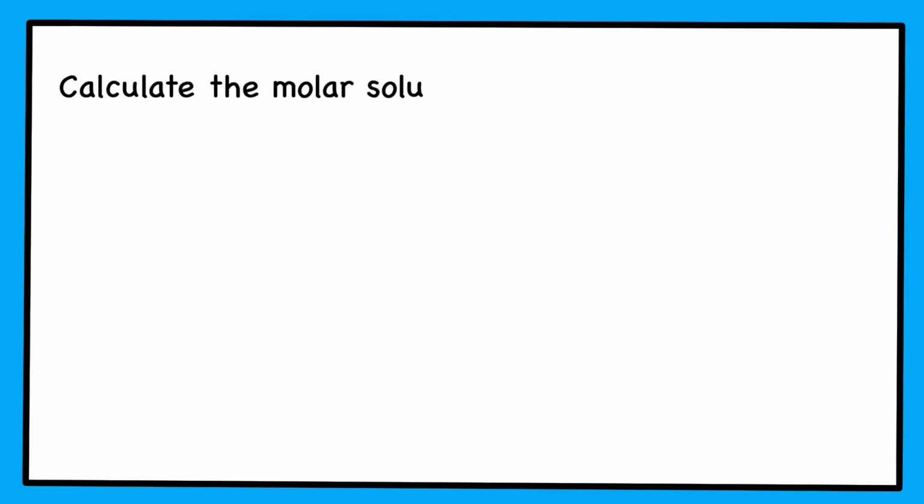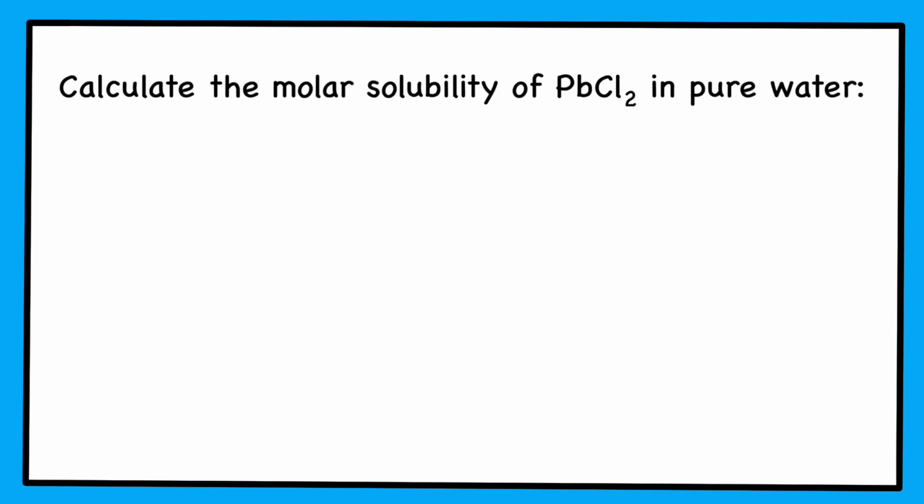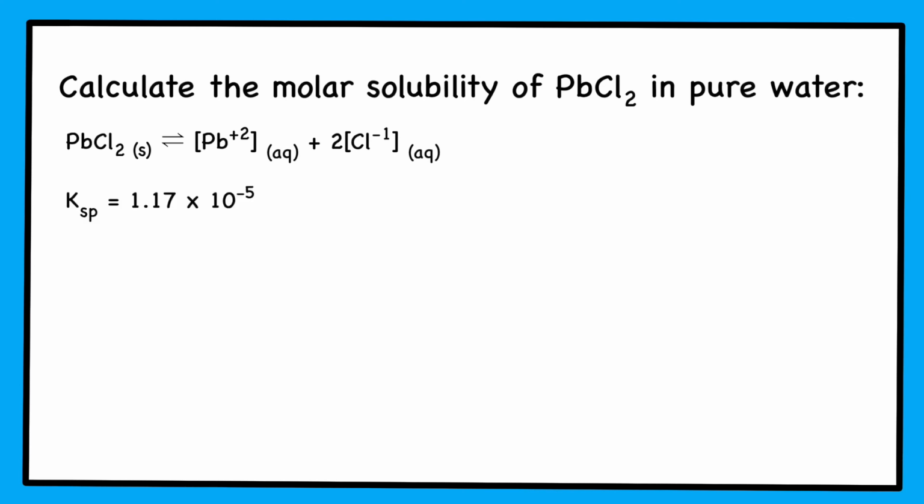Calculate the molar solubility of lead 2 chloride in pure water. Well, we always write out what we know first. If we are dissociating lead 2 chloride in water, then we are going to have an equilibrium equation of PbCl2 at equilibrium with Pb²⁺ plus 2Cl⁻. Now we can write our Ksp for this reaction, which is 1.17 times 10 to the negative fifth, or in other words, this is our concentration of lead 2 cations times the concentration of chlorine 1 anions squared.